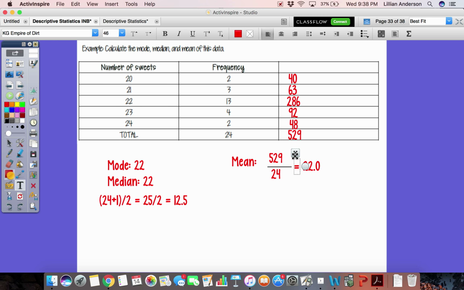And there you go. So finding your measures of central tendency is still the same. Mode is still the one that shows up the most. Median is still the middle term. The mean, instead of sitting there and doing 20 plus 20 plus 21 plus 21 plus 21 plus 22 plus 22, 13 times, plus 23 4 times, plus 24 2 times, we can shorthand that by basically multiplying those numbers by their frequencies, adding all those up, and then dividing by our total.